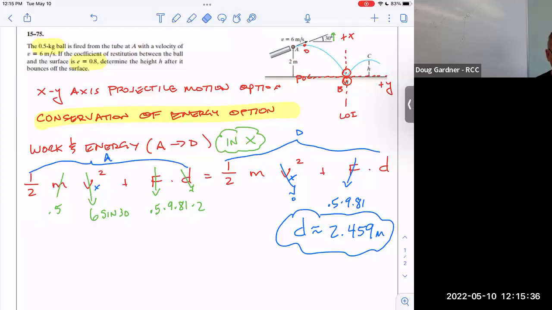Okay, there we go. Incidentally, replacing v of x with 6 sine of 30, it would have been way smarter for me, and you, to put the square down there, just so you don't forget it. Okay, so that looks reasonable, doesn't it? So another half a meter above that, so it got to D. Okay, great.